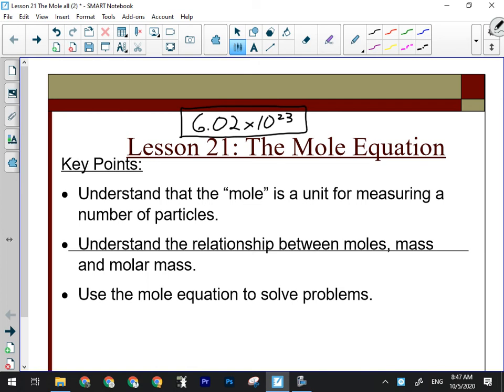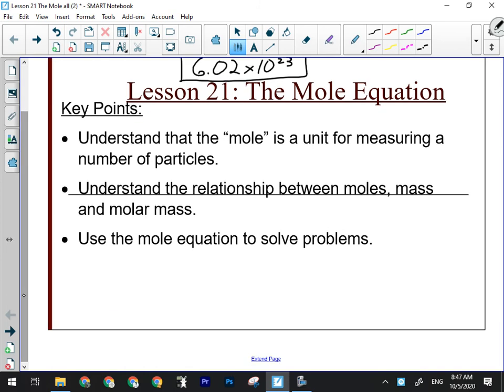Okay. So the mole is a unit for measuring the amount of particles. We're going to look at the relationship between moles, mass, which we just talked about, and molar mass. So we'll be looking at how those are related, and they're related by the mole equation. So the mole equation looks like this: n equals little m over big M.